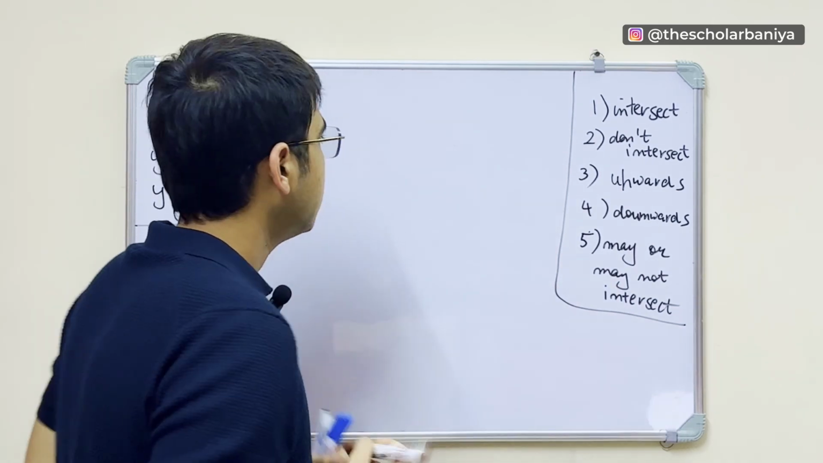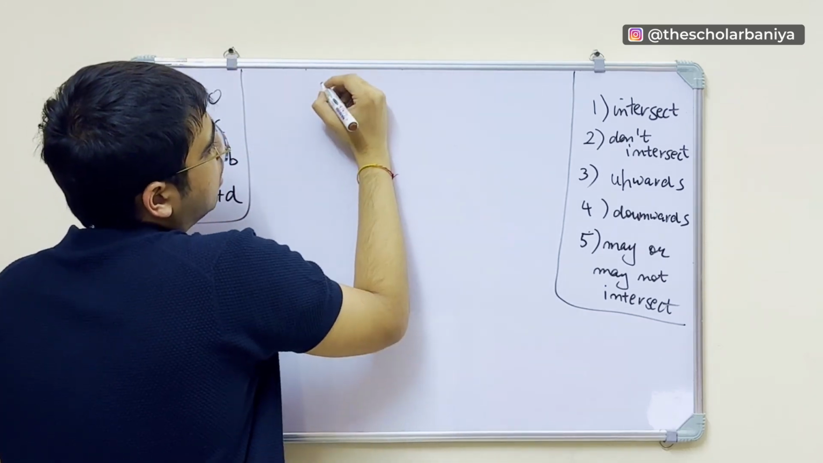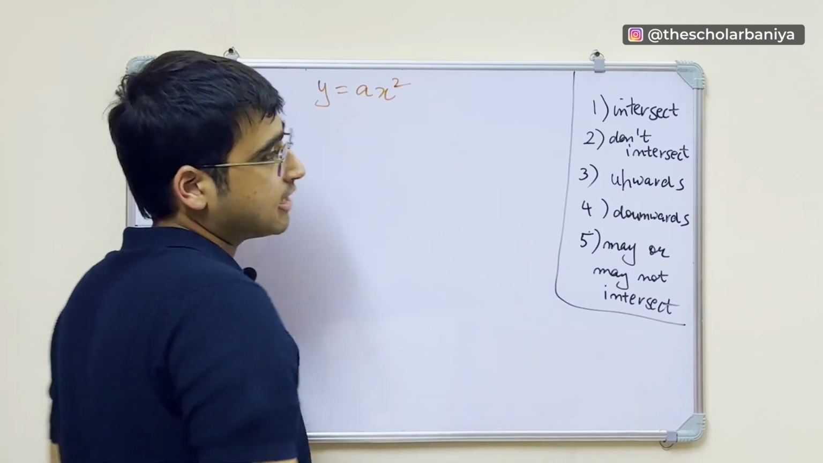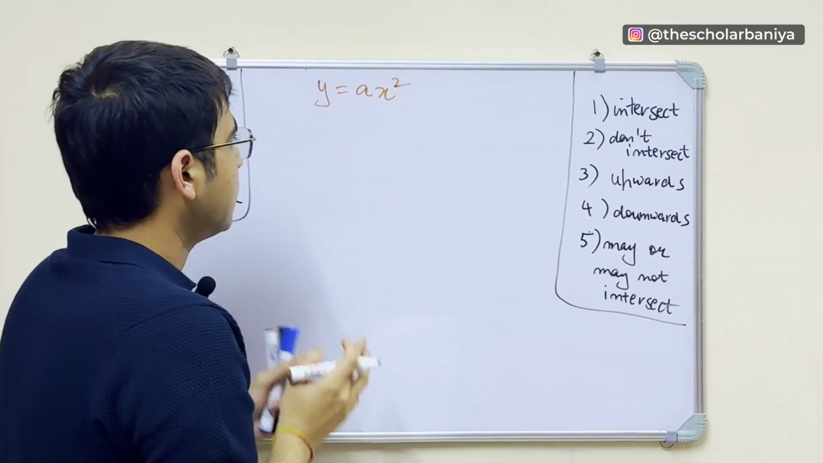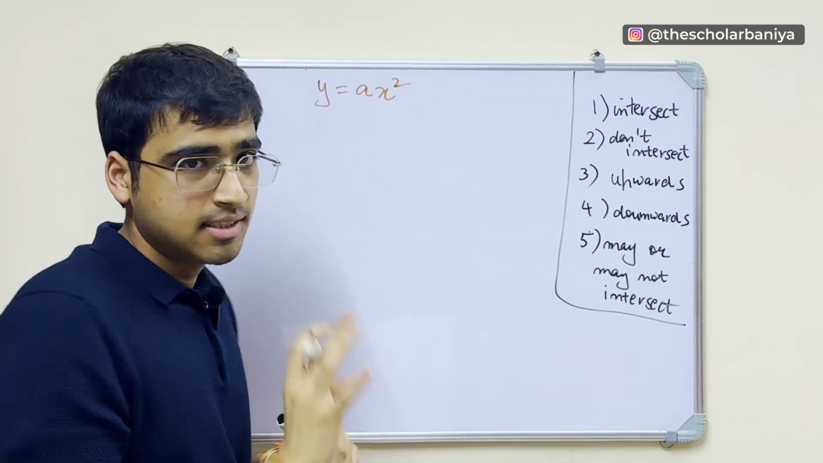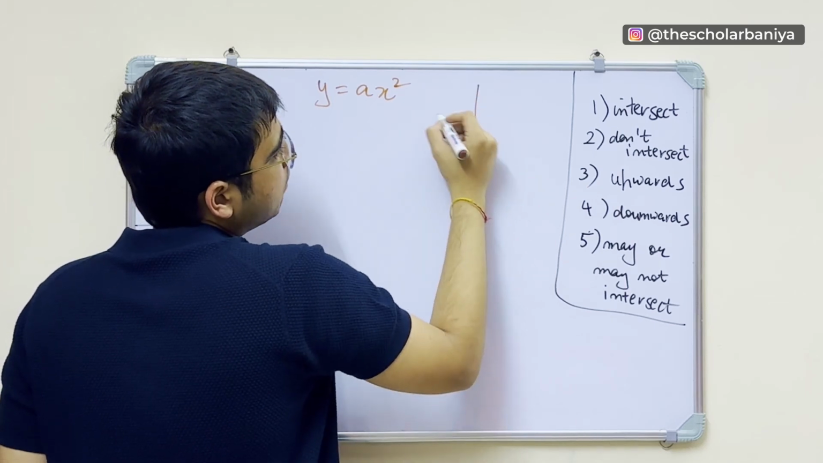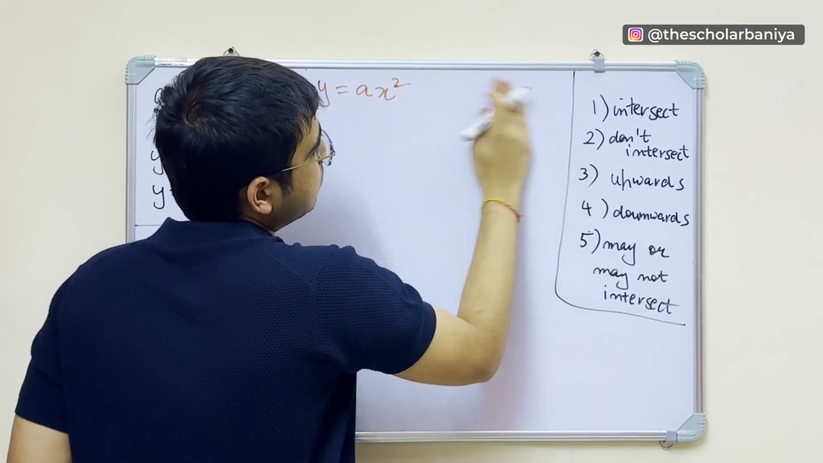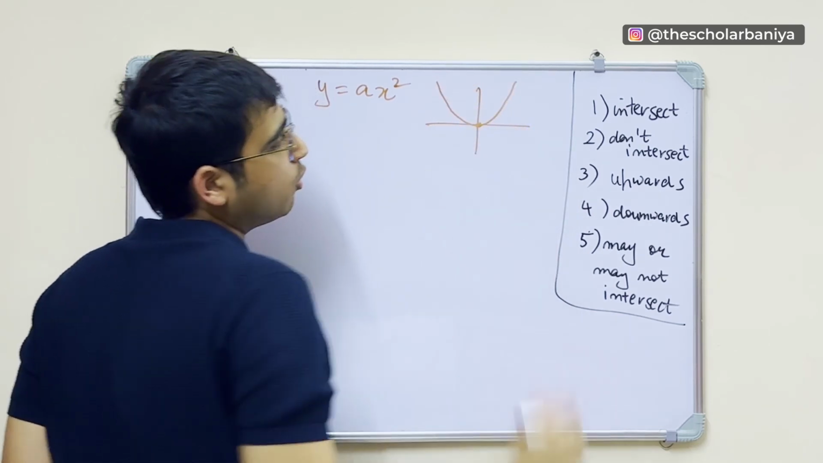So before we proceed, I would just like to tell, for example, if it is given that y equals ax square, then if any such equation is there, this means that it is a parabola where the power of x is 2. In this case, the parabola will look something like this, where it is touching at the origin.